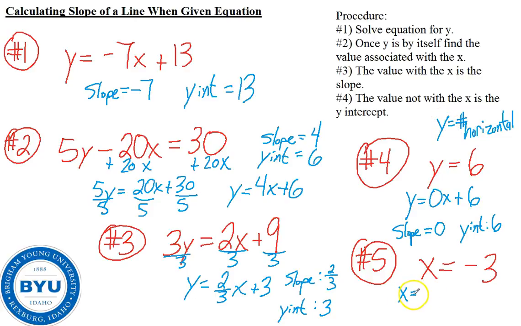X equals a number is also a special type of line. It's a vertical line. Anytime you only have an x with a number, it's a vertical line. And vertical lines have a slope that is undefined. Okay, so that's how you do those 5 problems. If you ever have y equals a number, it's going to be a slope of 0. And anytime you have x equals a number, it's going to be undefined.